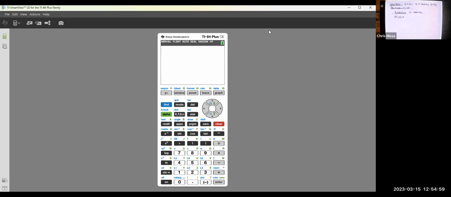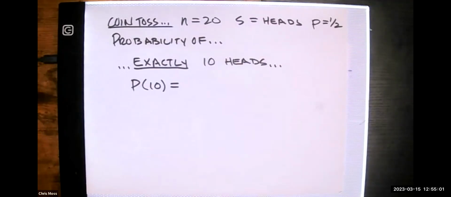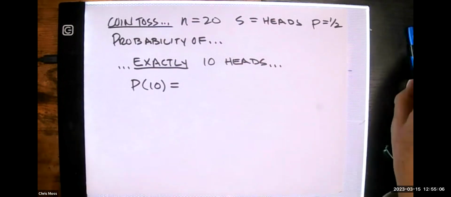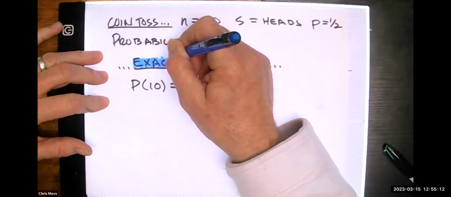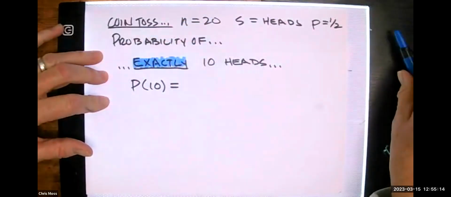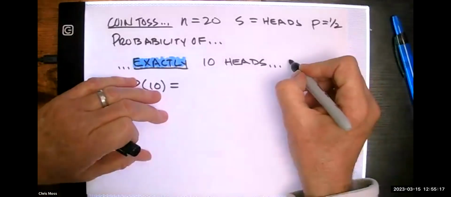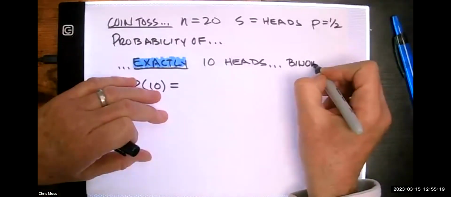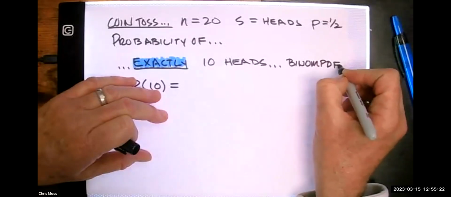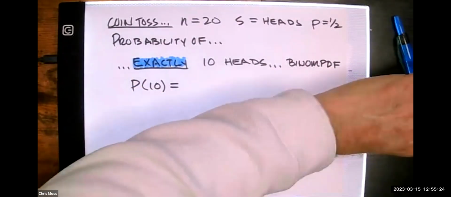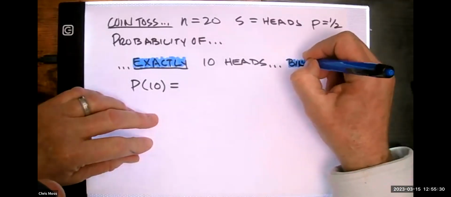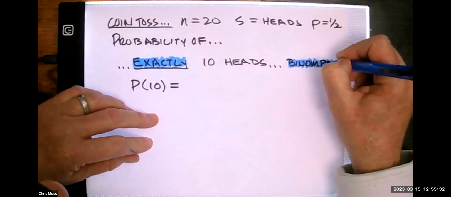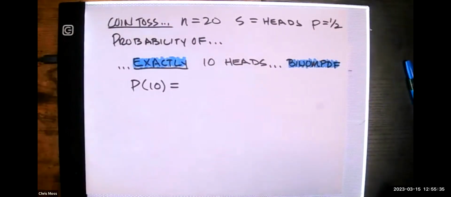Actually, let me do one thing before I do this. Let me unshare. I know that seems rude. So this is a single P of X. And anytime I see that word exactly, that is a single P of X. And I know I'm going to use my binomial PDF tool. A very common mistake to make in this chapter is to pick up the wrong tool. So the binomial PDF tool.